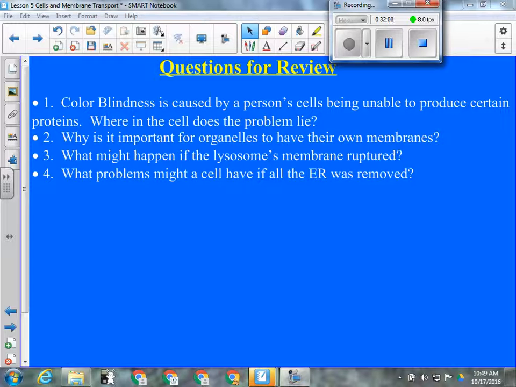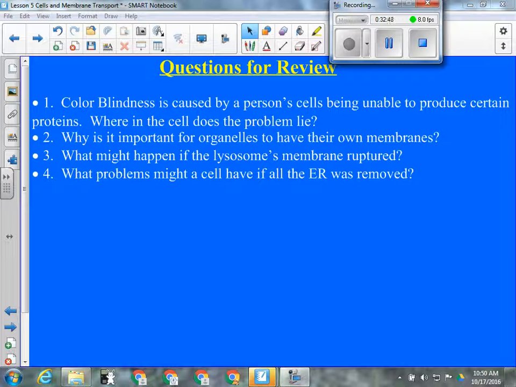All right, and number 4, what problems might a cell have if all the ER was removed? Okay, well, you wouldn't be able to detoxify drugs or other poisons. What else wouldn't you be able to do? You wouldn't be able to make hormones. What else? Wouldn't be able to transport proteins. What else? Smooth ER makes these. Membranes, right. You wouldn't be able to repair your membranes because the smooth ER makes lipids, and lipids are what make membranes. So okay, you'd have a lot of problems if all the ER was removed from your cell.